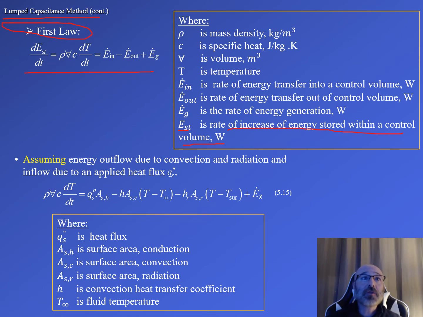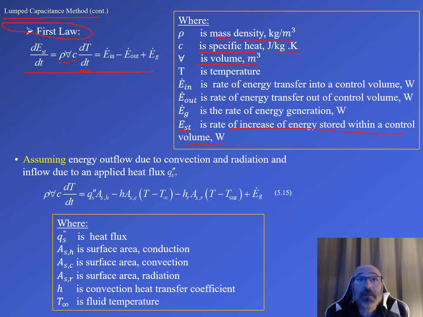And this is equal to our rho value, which is our mass density, units of kilograms per meter cubed, times our volume in meters cubed, times C, which is our specific heat in units of joules per kilogram times Kelvin. And this is times our partial of temperature with respect to time.